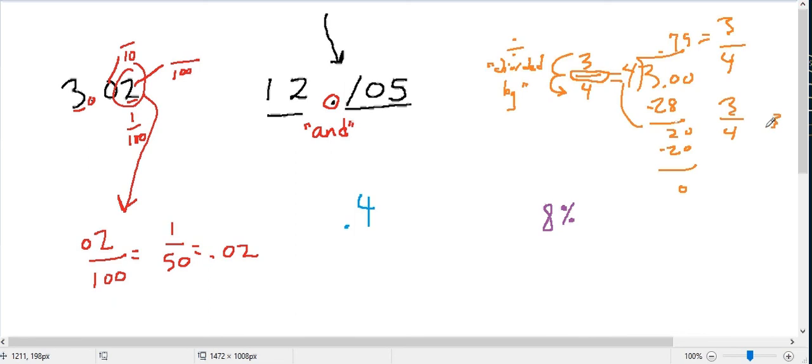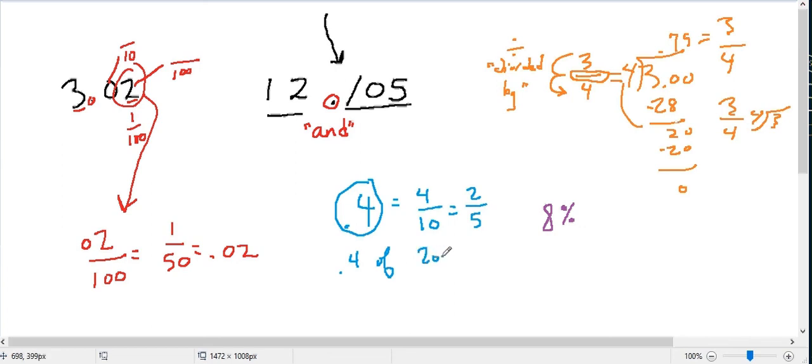3 divided by 4. How about 0.4, make it a fraction? Okay, we just said it out loud. 4 tenths. Which is 2/5. So if I said find 0.4 of 200 cars, I would just change this into a fraction and multiply like we've learned. 2/5 times 200 is 400 over 5. Do the division. Is that 120? No. 80? Feel free to check my math.